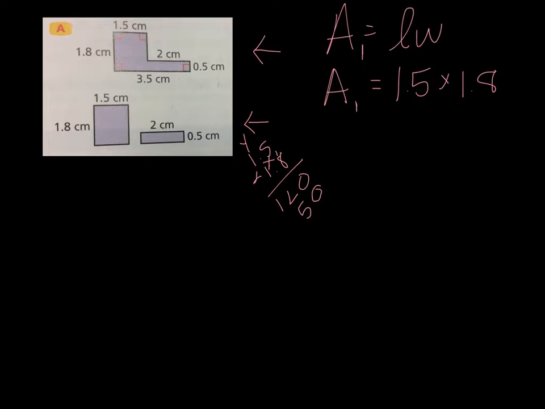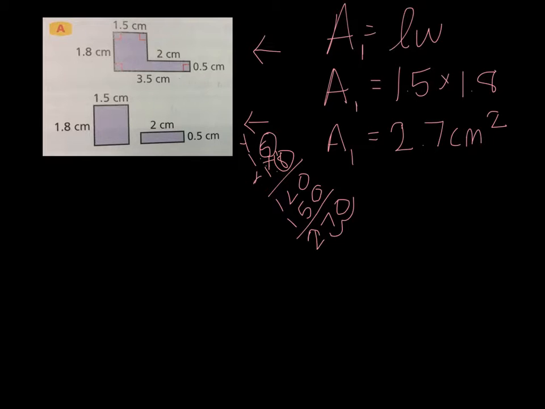1 times 5 is 5. 1 times 1 is 1. So I would get 270. And then I need to bring my decimal point back 2 spots. So the area of figure 1 is 2 and 7/10 centimeters squared.